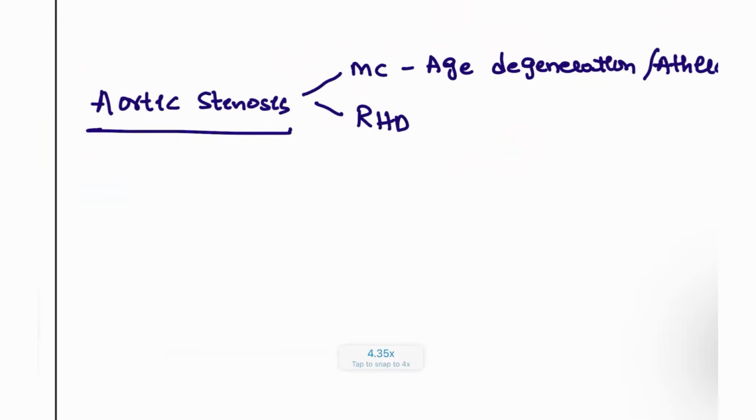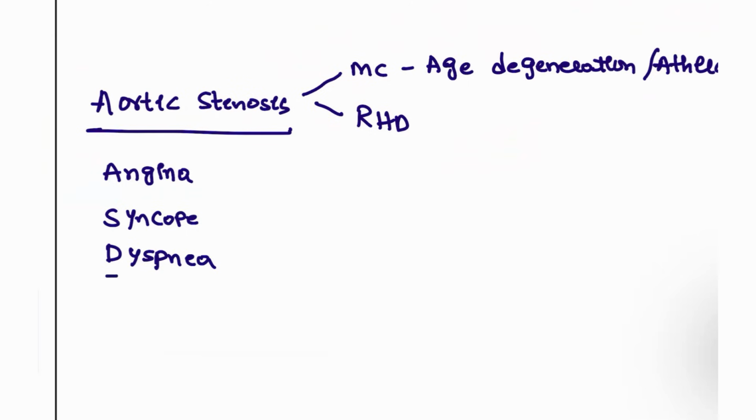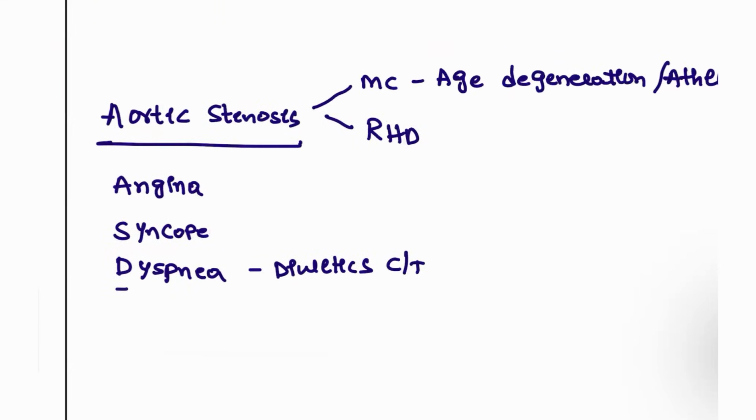And next, aortic stenosis will be associated with ASD, atrial septal defect, right? But you have to remember this way: angina, syncope, and dyspnea. These are the main symptoms that are presented. So if the patient has dyspnea, you should not give diuretics for this patient. Diuretics will be contraindicated. This is commonly seen with aortic stenosis.